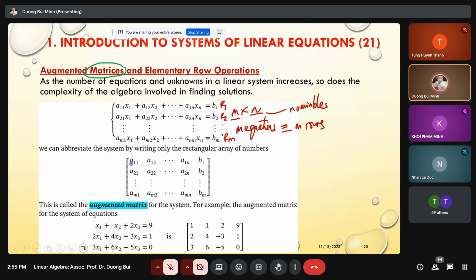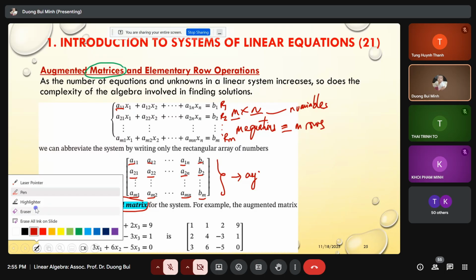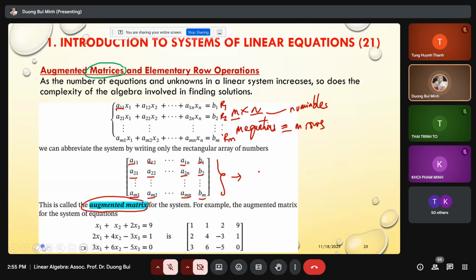Now if I just pick up the coefficients, you get a11, a12, and so on to a1n, and then b1. We have a21, a22, and so on, a2n, b2, am1, am2, up to amn, bm. So this matrix we say is the augmented matrix. Okay, so this matrix is the augmented matrix.